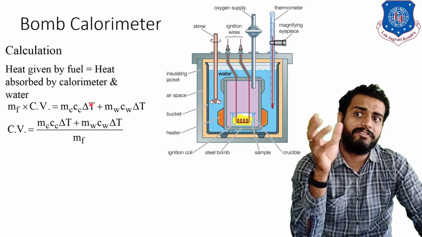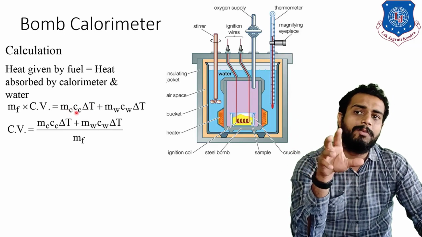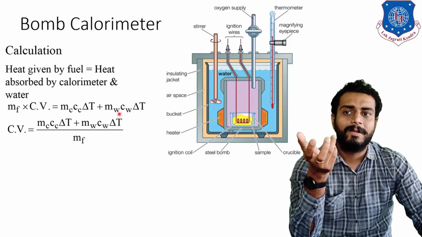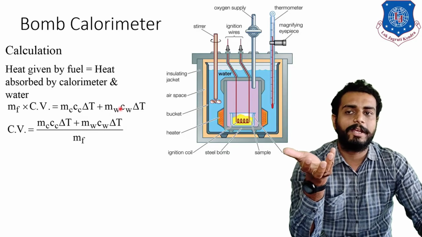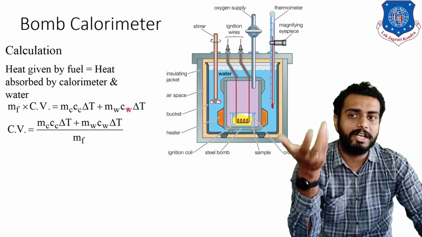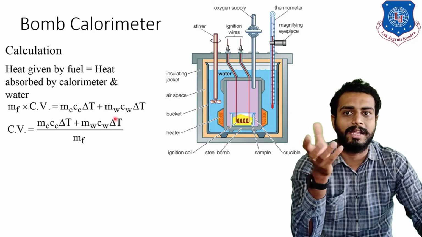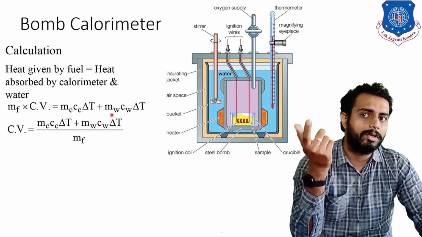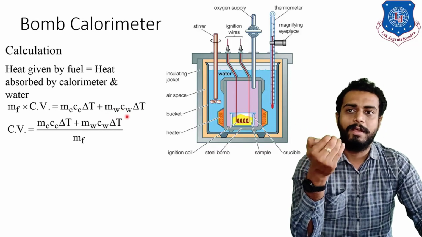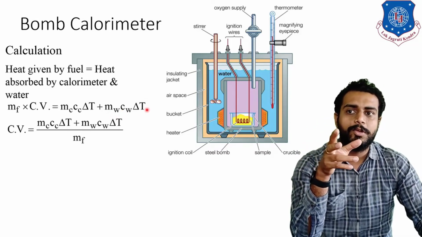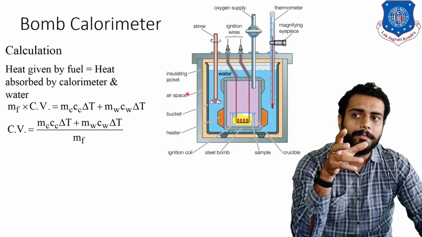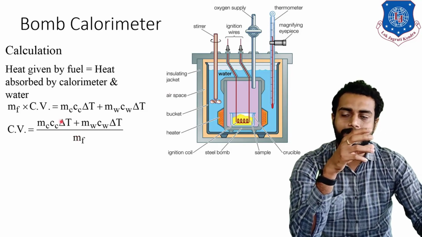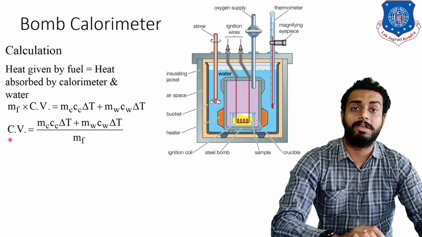Mc and Cc will be given by the manufacturer. Mw and Cw: the mass of water will also be given by the manufacturer. Generally, according to your model of bomb calorimeter, you will have a predefined level or mass of water that you have to take, for example 2 liters or 3 liters. So the mass of water will be known, the specific heat of water is also known, and delta T you have noted down. You also have the mass of fuel, that is the sample mass. So now you can substitute the values and find out the calorific value.